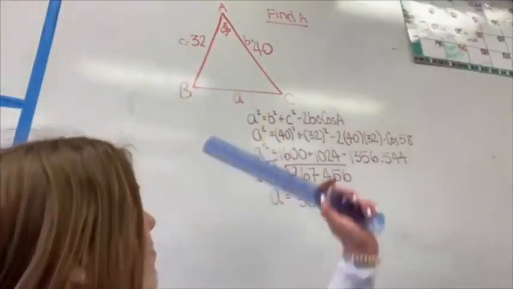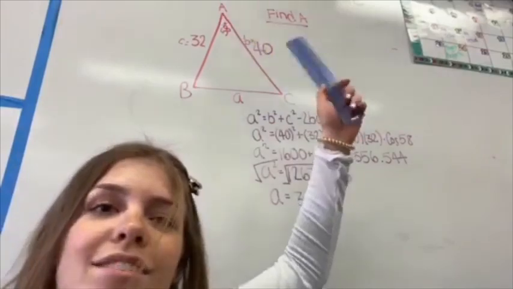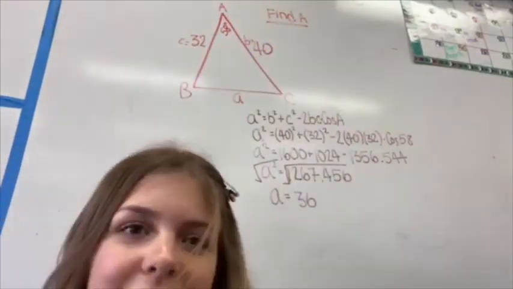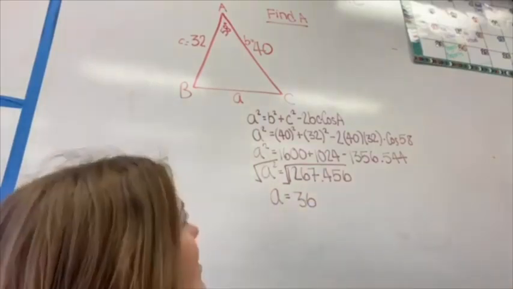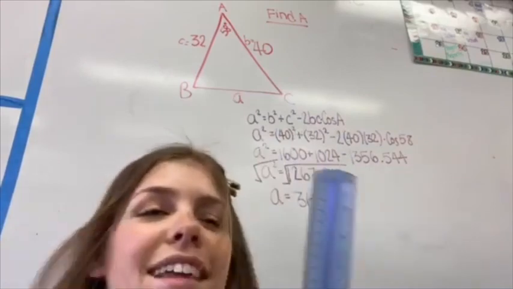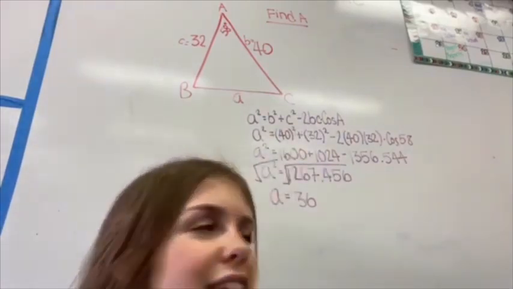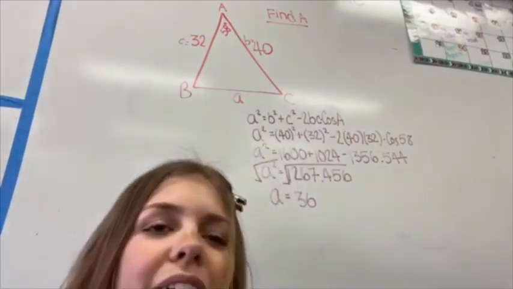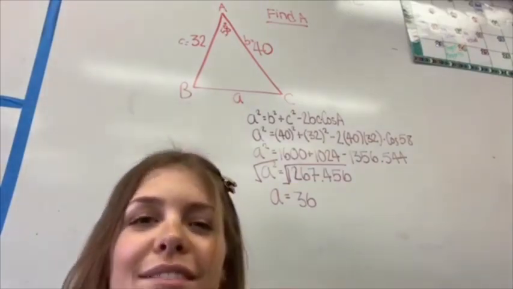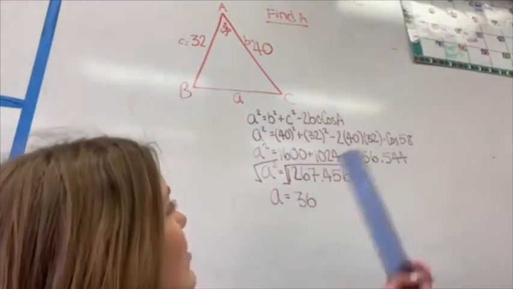So, B is 40, C is 32, and angle A is 58. We can plug in those values into the formula to get a squared equals 40 squared plus 32 squared minus 2 times 40 times 32 times the cosine of 58. And then we just solve it.